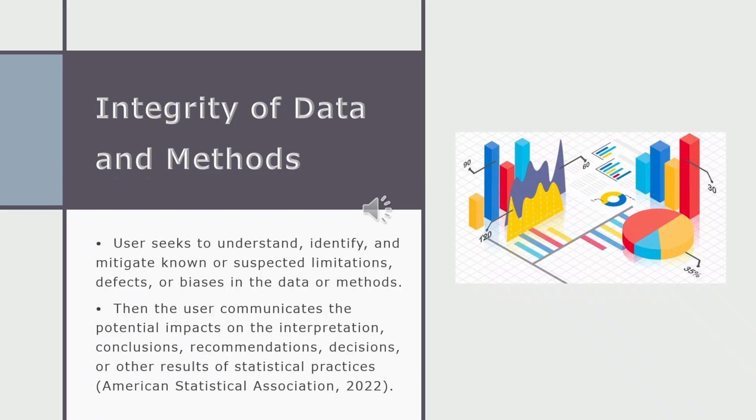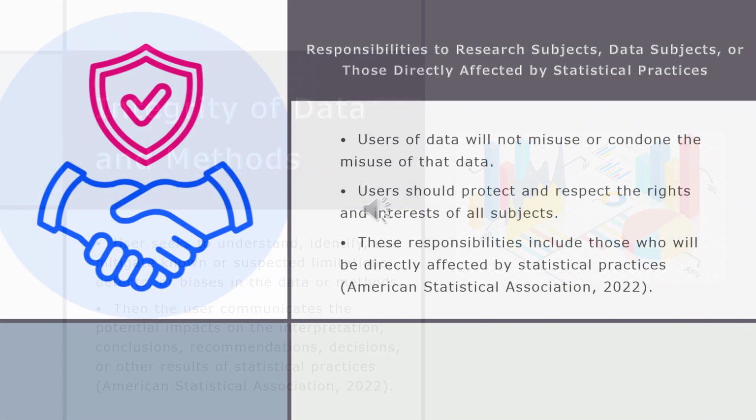The American Statistical Association also discusses the integrity of data and methods, and that users seek to understand, identify, and mitigate known or suspected limitations, defects, or biases in the data or methods, and then communicate the potential impacts.